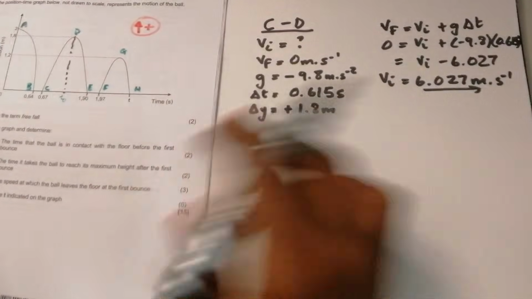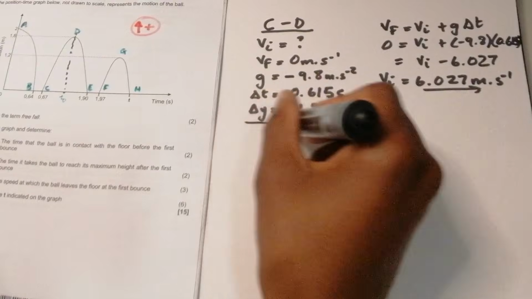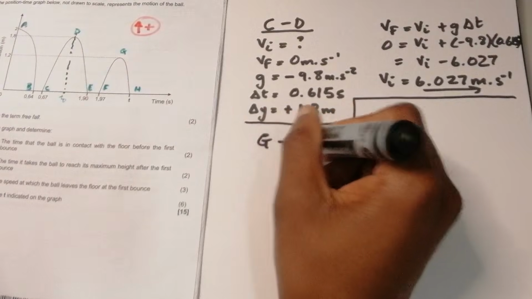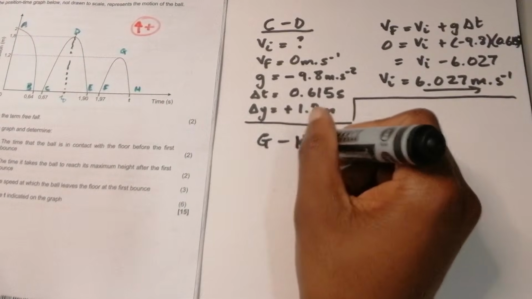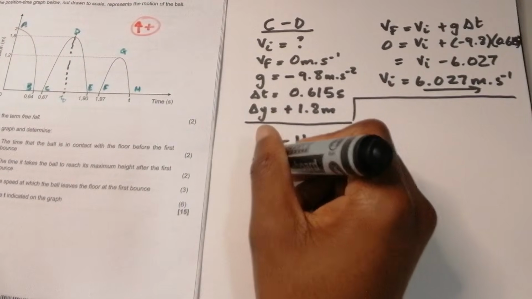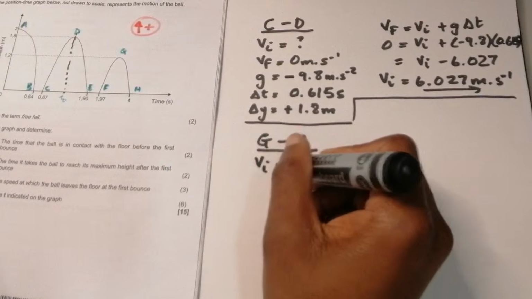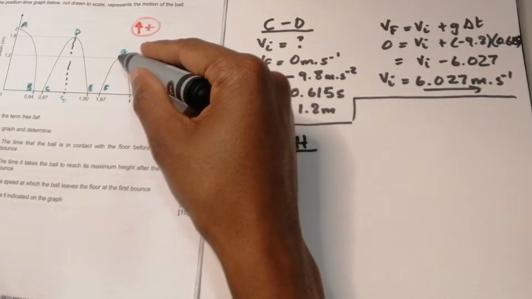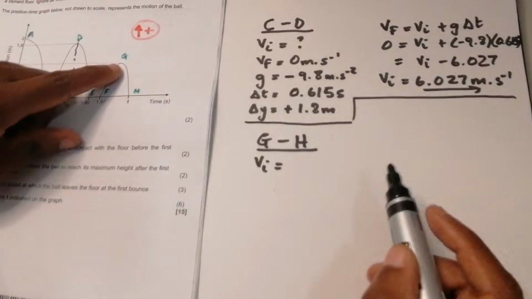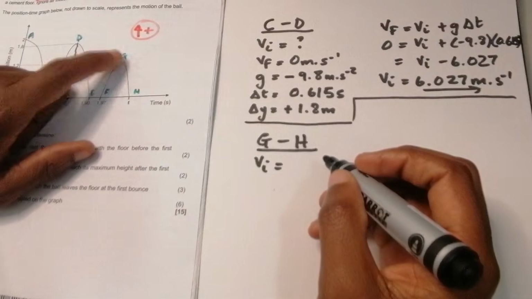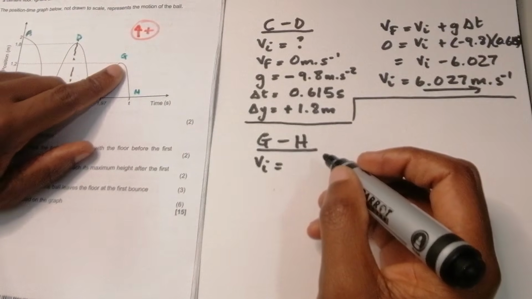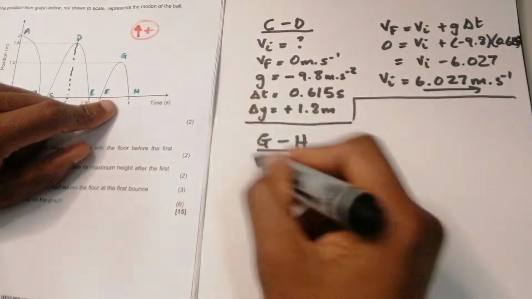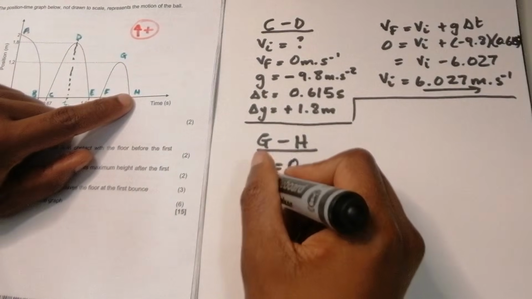Right, let's see what we have between G and H. So let's take information between G to H. Initial velocity, do I have that there? Remember this is at maximum height. What do we know about maximum height? That the velocity is 0. So I'm taking that as my starting point, right? So it started with a velocity of 0 at G. H is my final point.